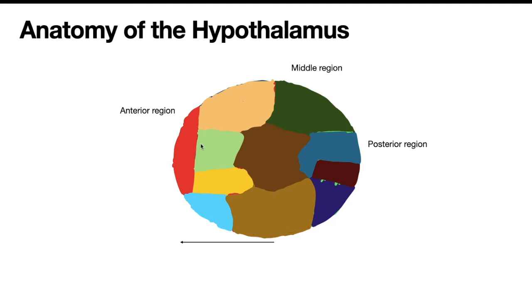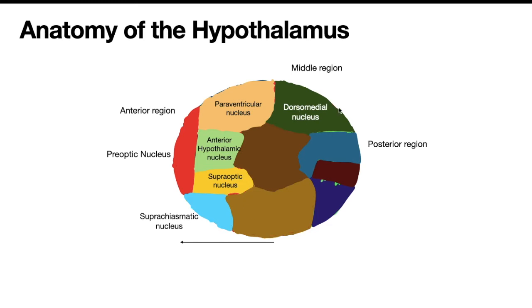So first let's label this. This is the preoptic nucleus, this red part. We have the anterior hypothalamic nucleus, the paraventricular nucleus, the supraoptic nucleus, the suprachiasmatic nucleus, over there, this is the blue thing, the dorsal medial nucleus, which is this green part, the ventral medial nucleus, the arcuate nucleus, the mammillary nucleus, the lateral nucleus, and the posterior nucleus. So if you watched my amygdala video and my thalamus video, you probably have heard about the lateral nucleus, but this is a different one.